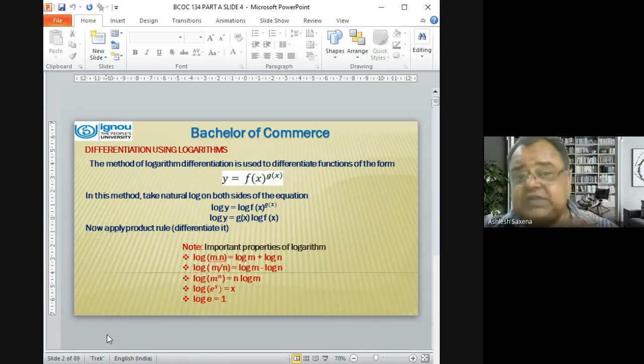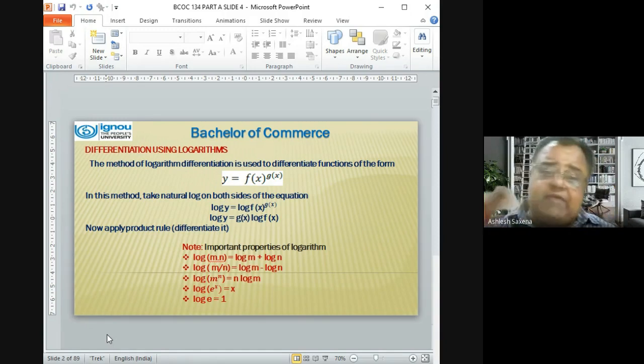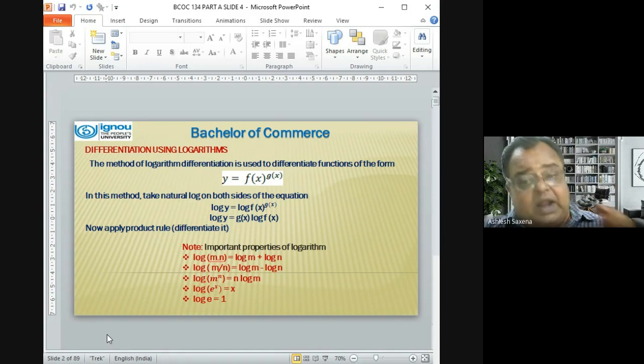Now the question arises why. You can see there are five properties of logarithm given below on the slide. That is log mn, two things in product, is equal to log m plus log n. Second one, anything in division, log m by n is equal to log m minus log n. The third one is the case I used earlier: log m raised to the power n, in that case n will come in front of log m. Log e raised to the power x is x, and log e is equal to 1.